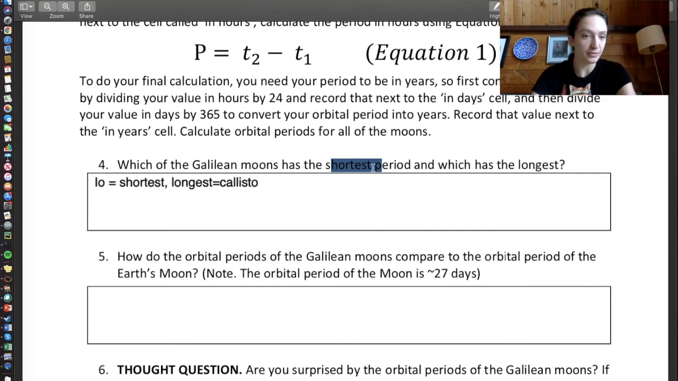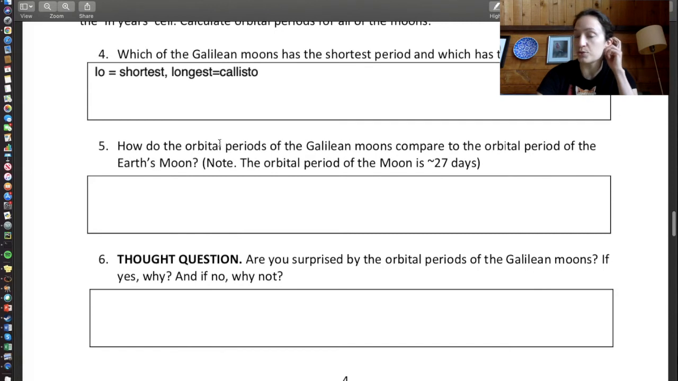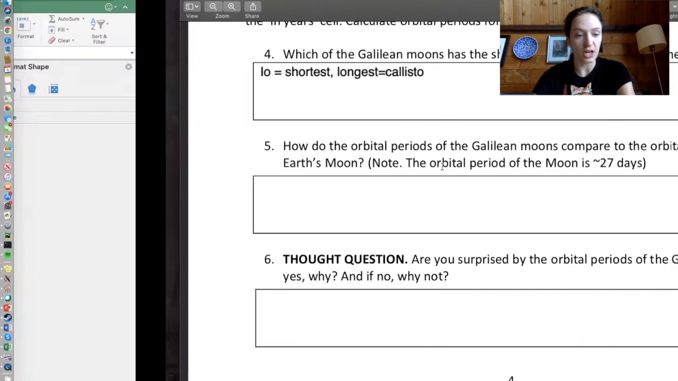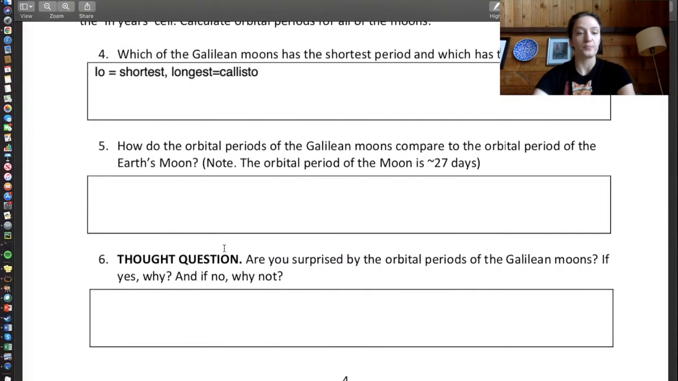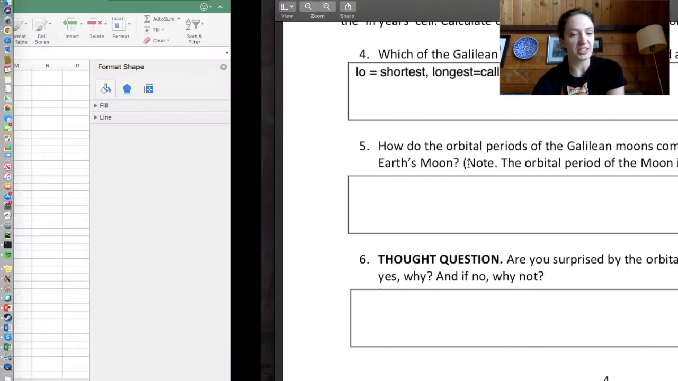So then number 5, how do the orbital periods of the Galilean moons compare to the orbital period of the Earth's moon? And the orbital period of the Earth's moon is about 27 days. So going with 27 days, let's look at our shortest orbital period. It's already 42. So looking at the Galilean moons in general, do they all have orbital periods that are shorter than the orbital period of the moon? Or do they all have orbital periods that are longer than the orbital period of the moon? Now remember, this is in days.